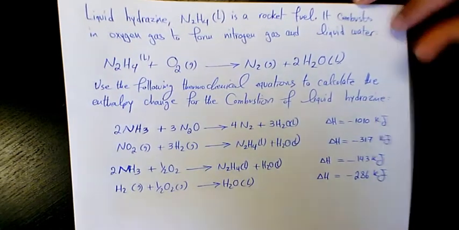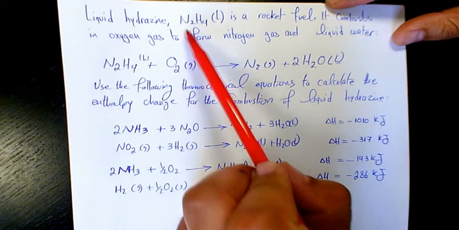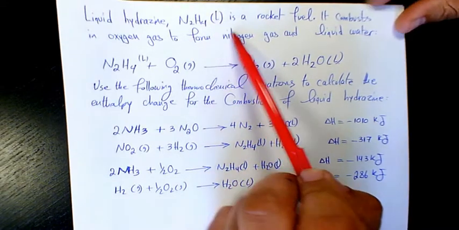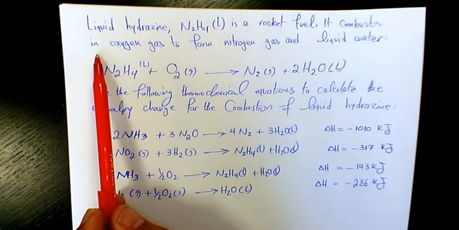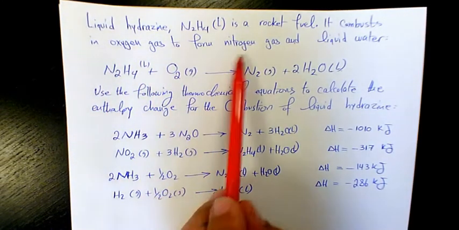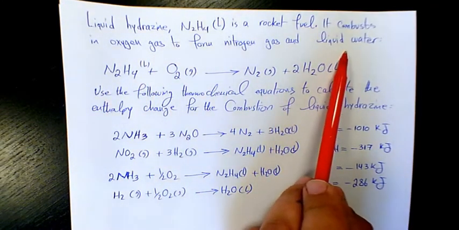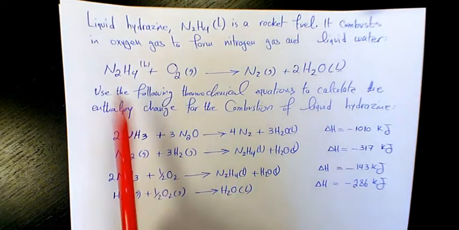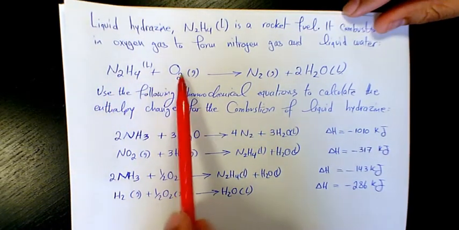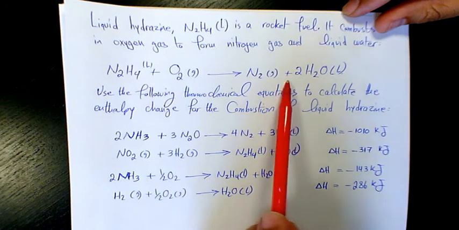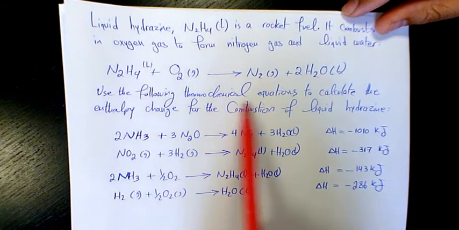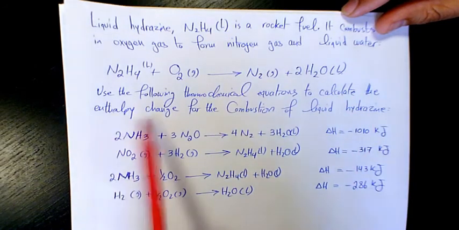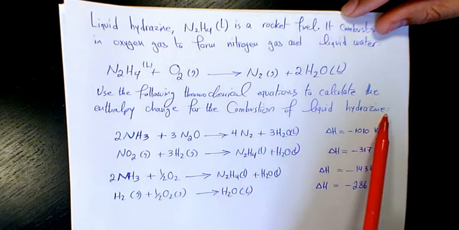Next example is liquid hydrazine. N2H4 in liquid phase is a rocket fuel. It combusts in oxygen gas to form nitrogen gas and liquid water. So the reaction is N2H4 plus O2 is going to be N2 plus 2H2O in liquid phase. Use the following thermochemical equations to calculate the enthalpy change for the combustion of liquid hydrazine.